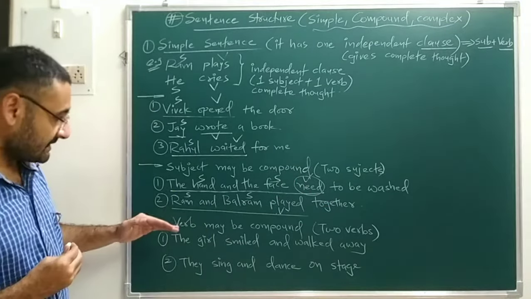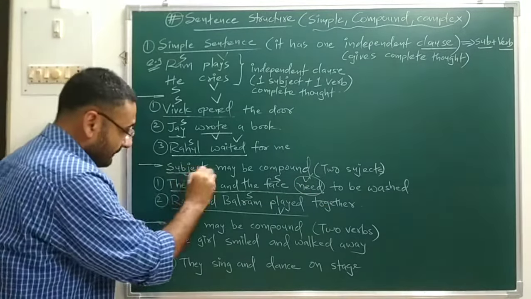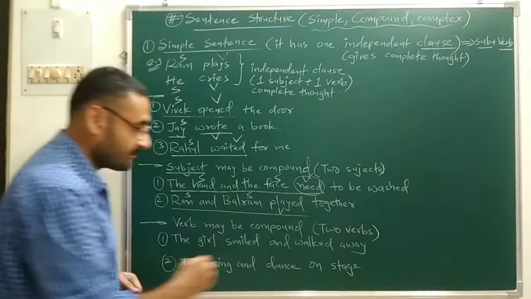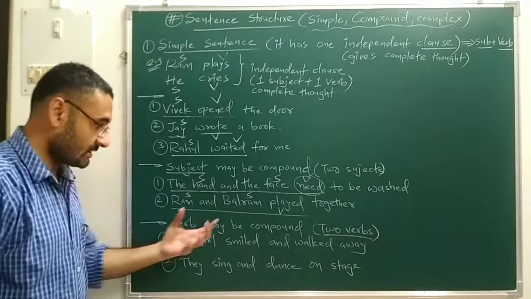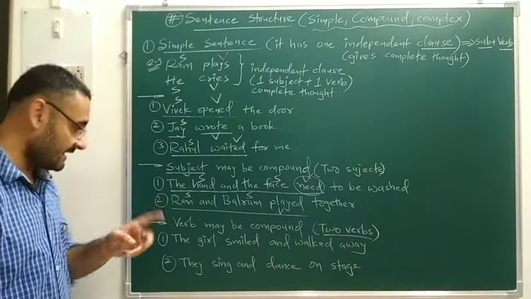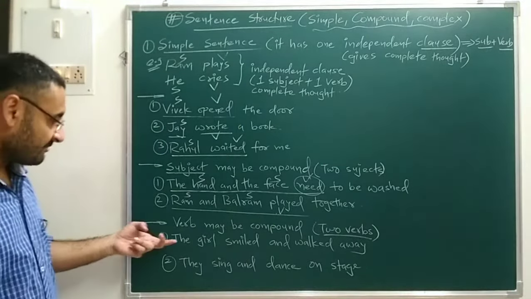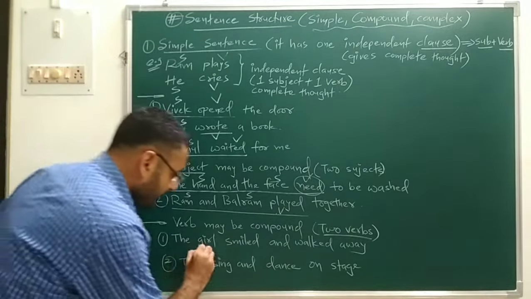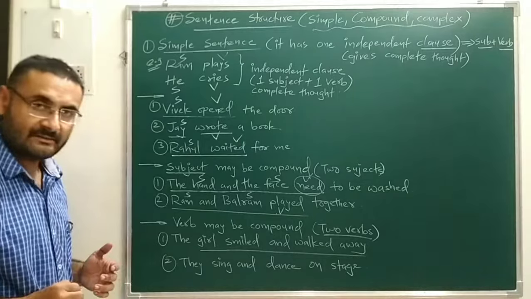Okay, now next is what? That subject may be compound. Similarly, verb may be compound also. Compound means what? Two verbs are there. How? First example is that the girl smiled and walked away. So the girl smiled and walked away means what?